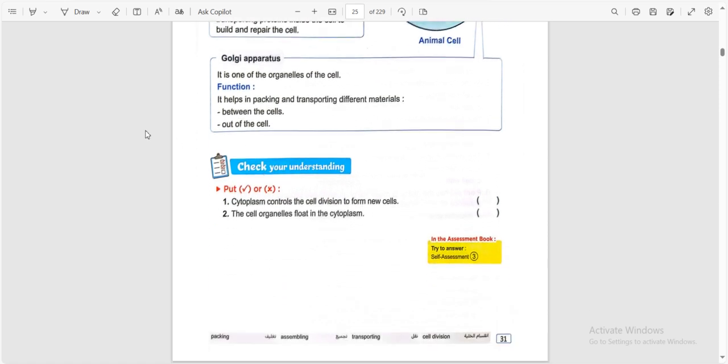So now let's try and solve these questions. Cytoplasm controls the cell division to form new cells. Is that true or false? That's false. Which organelle does it then? It's the nucleus. Well, the cell organelles float in the cytoplasm. Is that true or false? Yes, the cytoplasm is a gelatinous, thick liquid in which all other organelles float.